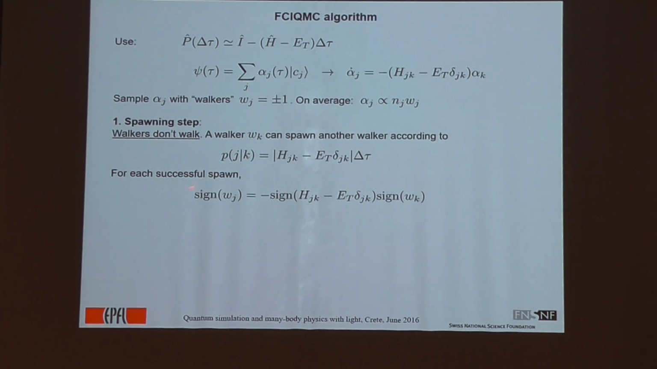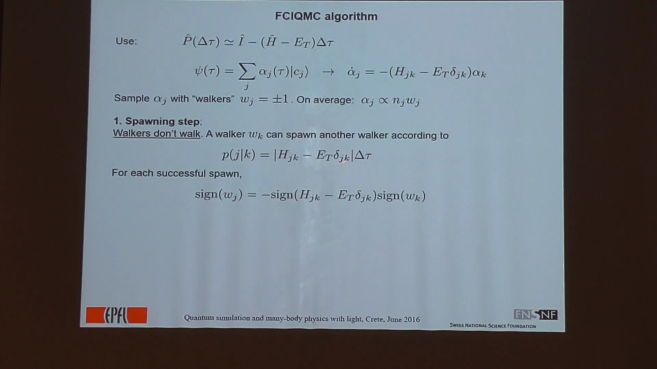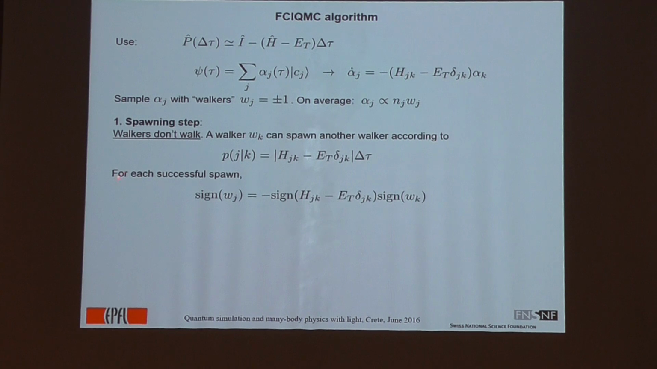If you do that, then the algorithm works like this. It's made of 2 steps. The spawning step: again, I'm telling you walkers here don't walk. I keep calling them walkers because I like the name. But they don't walk. A walker can spawn another walker to a child configuration according to this probability, which is defined like the matrix element here. And if the spawning attempt is successful, it is sampled in Monte Carlo fashion, then for each successful spawn, you define the sign of the child walker as the sign of the parent walker times this sign.